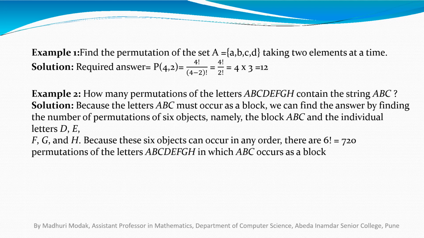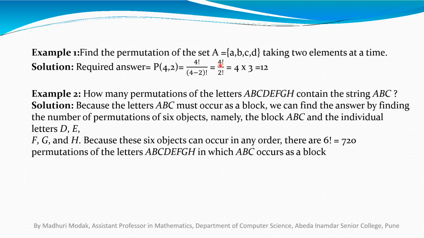Now see first example. Find the permutation of the set A, which is {a, b, c, d}, taking two elements at a time. Now here A contains 4 elements, that means n is equal to 4, and we are taking 2 elements at a time, so r is equal to 2. So this is nothing but the 2-permutations of a 4 element set. So by formula it is P(4,2) is equal to 4 factorial upon (4 minus 2) factorial. So it is 4 factorial upon 2 factorial.